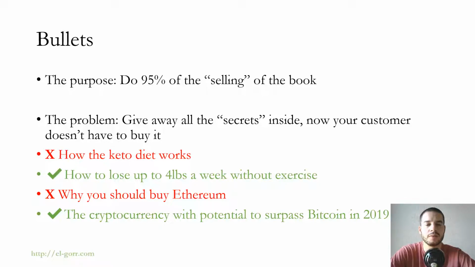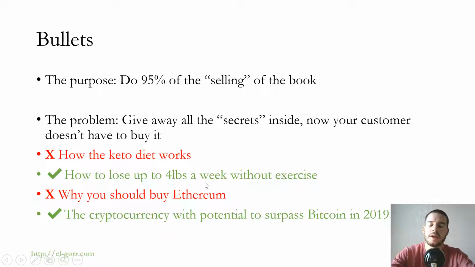How does the keto diet work? Doesn't actually do any selling. Whereas you could say, how to lose up to 4 pounds a week without exercise. Because now they're thinking, oh, okay, that sounds good. The information inside the book could be the exact same. Say you have a chapter about this. This chapter could apply to this, and it could also apply to this. But this one in green does a lot more selling because it's a lot more curiosity packed.